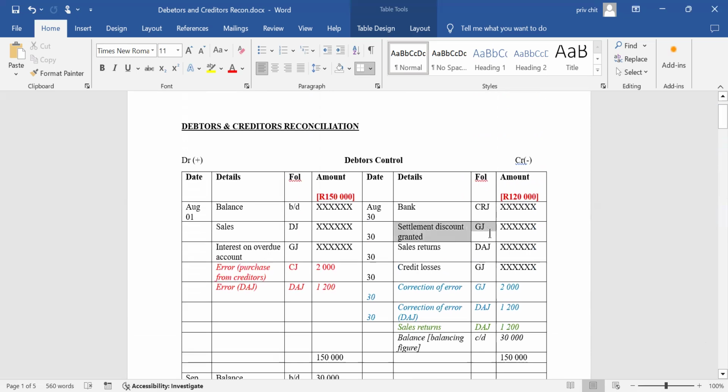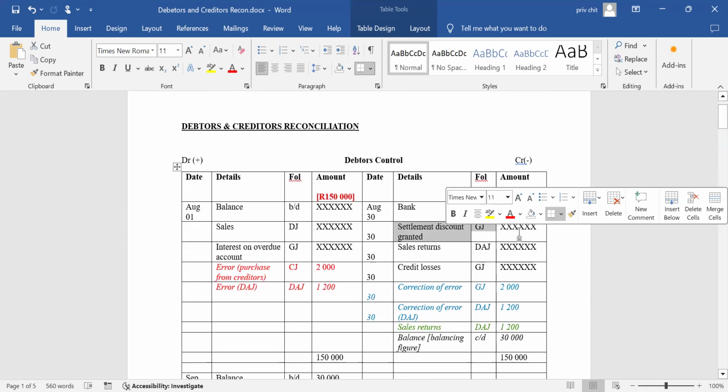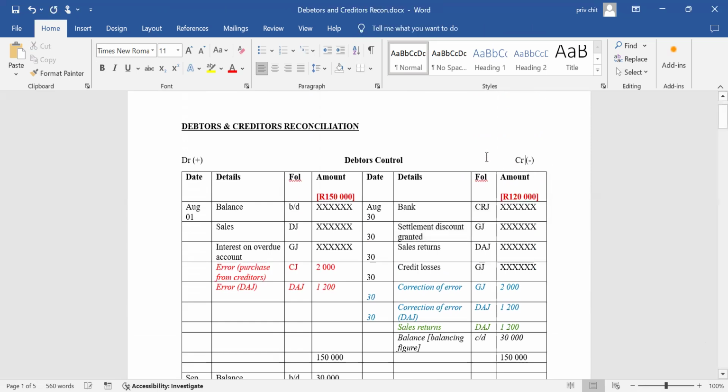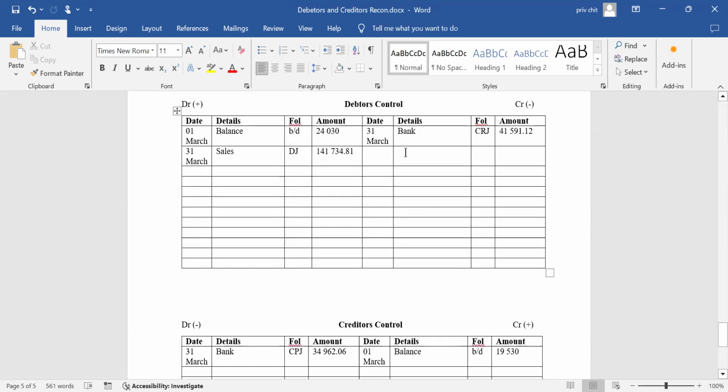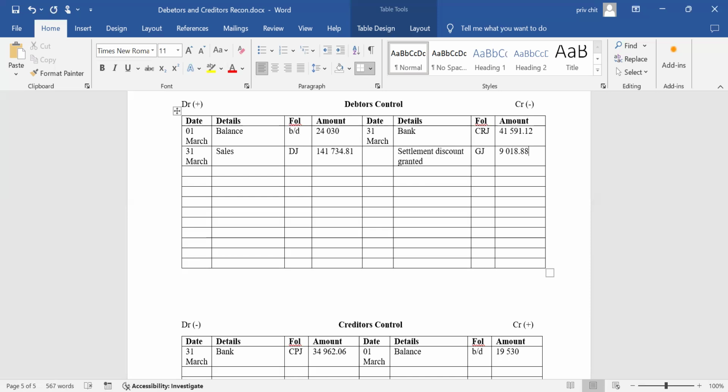According to your notes, settlement discount granted from the general journal, and you put it on the credit side of your debtors control account. Does that make sense? Awesome. So we're going to go to the debtors control. Then you're going to write the settlement discount granted. How much is the amount? 9,018.88 cents. Correct?